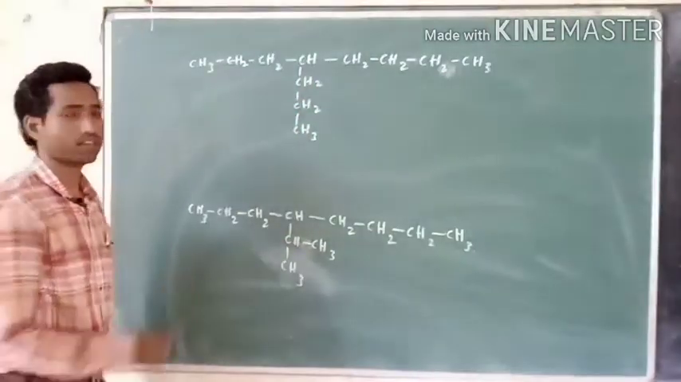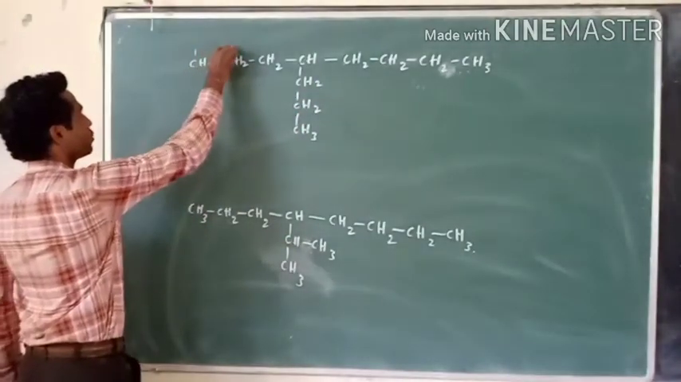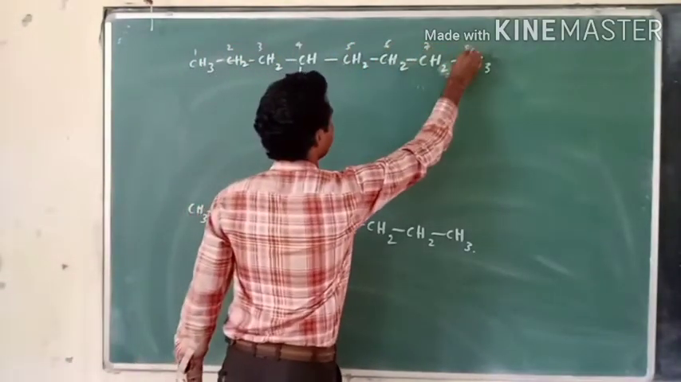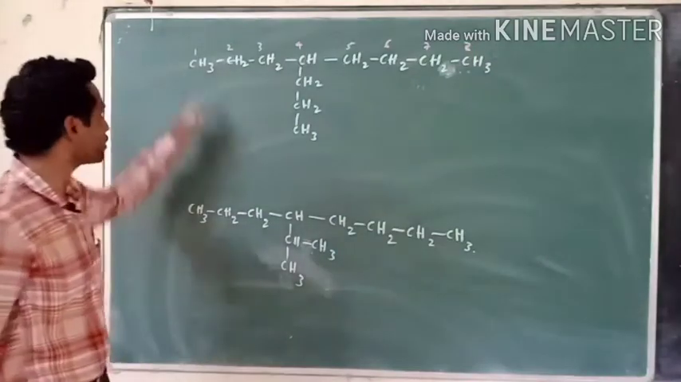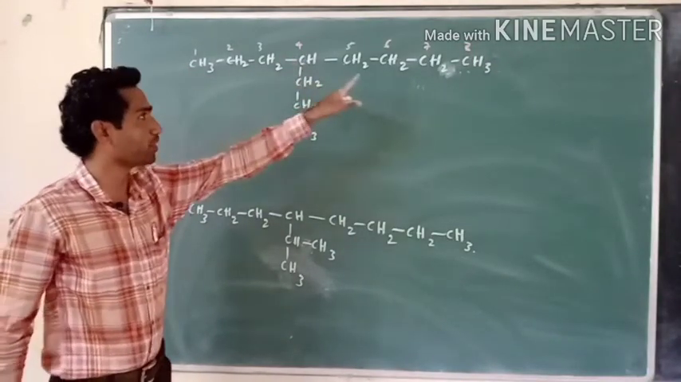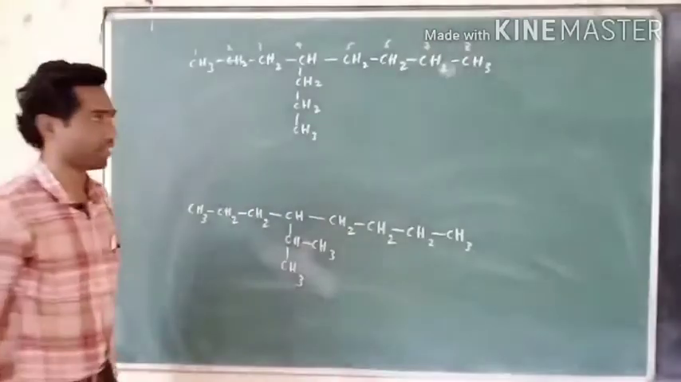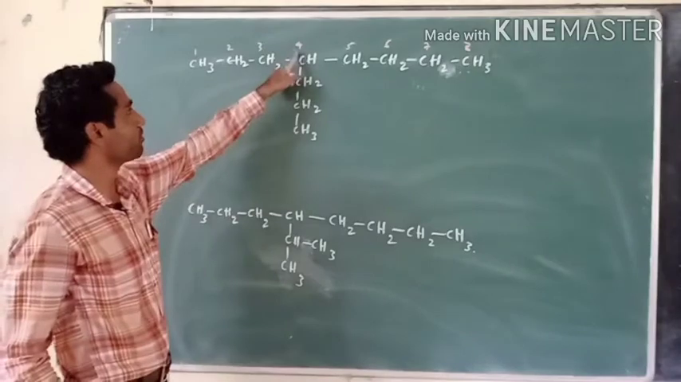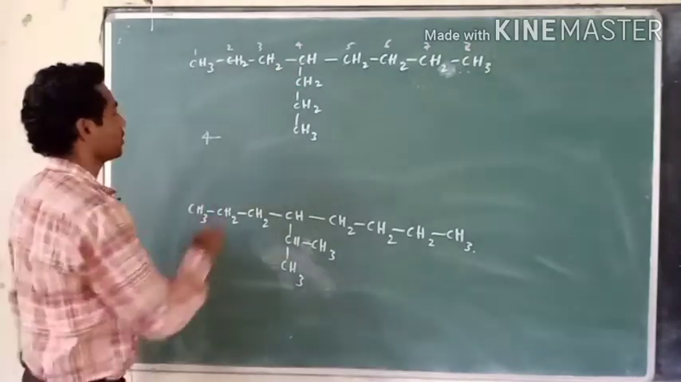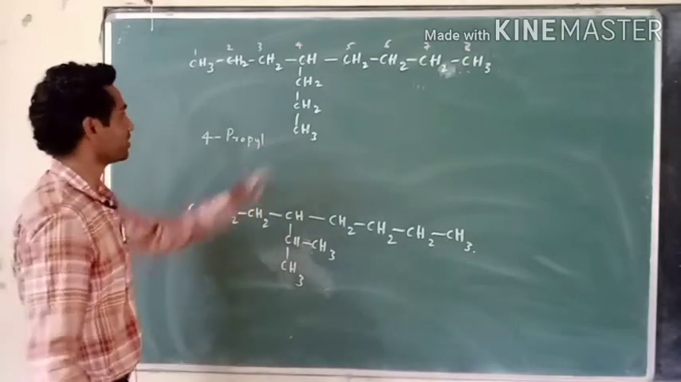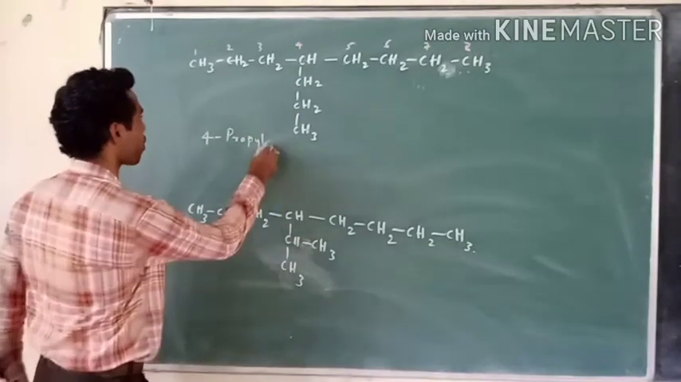So we can choose this chain, 1, 2, 3, 4, 5, 6, 7, 8, as the longest carbon chain, and the numbering should be done from this side only, because this will get the least number compared to the other side of the numbering. So now what is the name of this molecule? How to write the prefix for this? At the fourth position, a propyl group is attached, that is the prefix. The root word is oct.